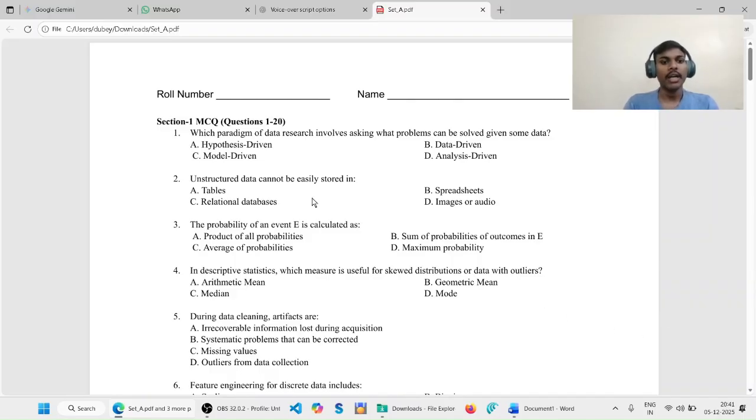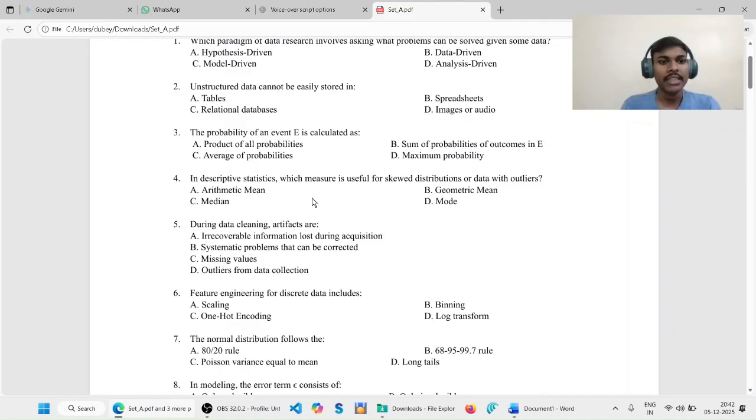Question number 2. Unstructured data cannot be easily stored in tables, spreadsheets, relational databases, or images or audio. The correct option is option A, tables. Tables require fixed rows and columns, but unstructured data like text or audio does not follow such a structure. Because of this, relational table formats struggle to organize unstructured content meaningfully. Such data is better stored in NoSQL or in a file-based system.